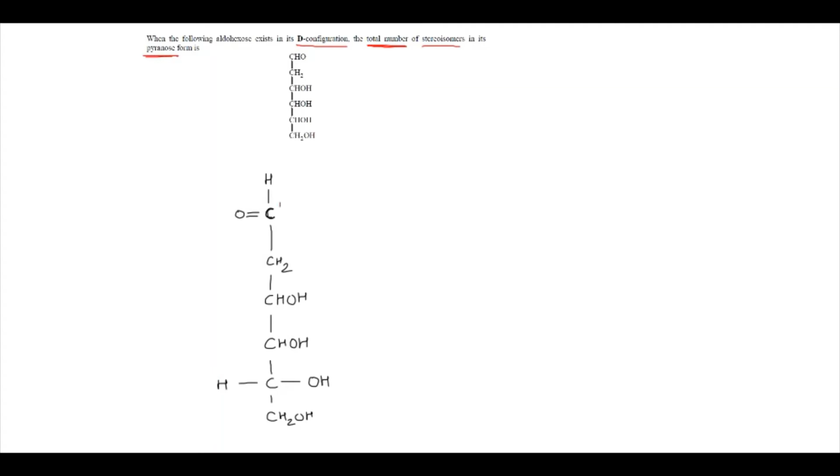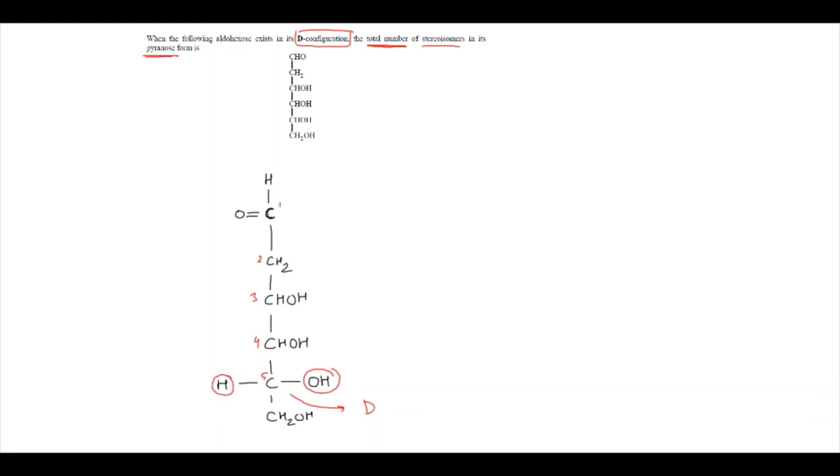So if we count the carbon, this is 1, 2, 3, 4 and 5. So it will be in D configuration. That means the last chiral carbon in the Fischer projection, or the bottom chiral carbon in the Fischer projection, will have the hydroxyl group on the right hand side and the hydrogen on the left hand side. So it will be in D form. So the last chiral carbon is actually locked in its D form. We cannot change the stereochemistry here, because according to the question it will be in D configuration.